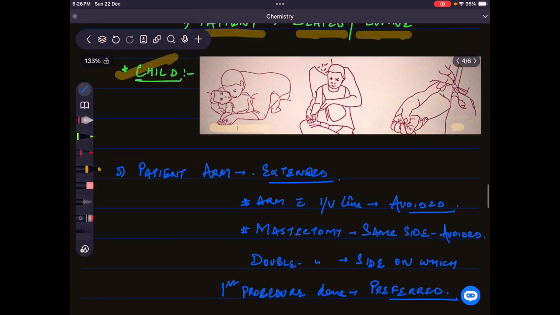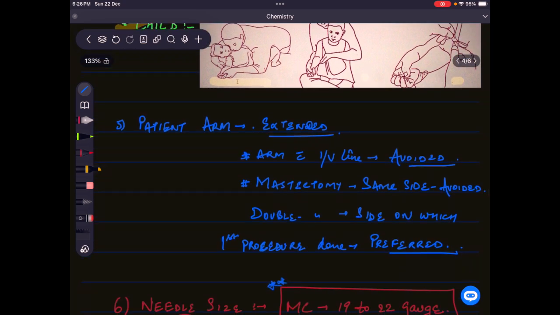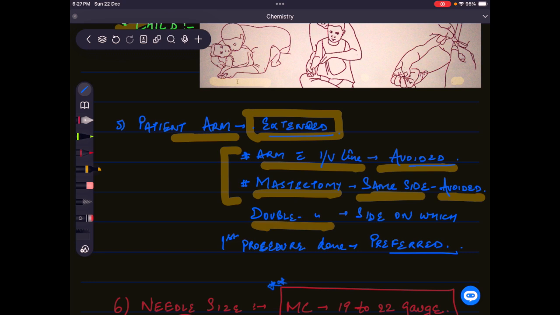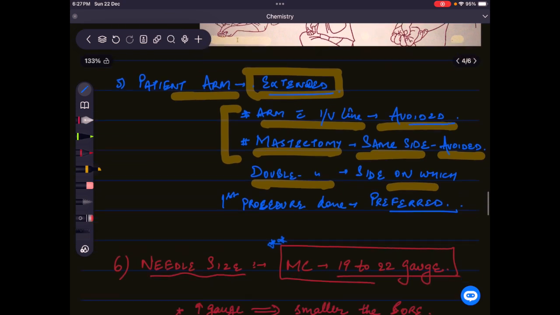In the case of a child, these 3 images are shown for how to collect the sample from the child. Now let's move on to another aspect. The arm of the patient should be in the extended form. And what are the points that we have to remember here? If the arm has an IV line inserted, then that arm should be avoided to take the sample. If in a woman a mastectomy is done, the same side of the mastectomy should be avoided to take the sample. And if a double mastectomy is done, the side on which the first procedure was done is preferred.